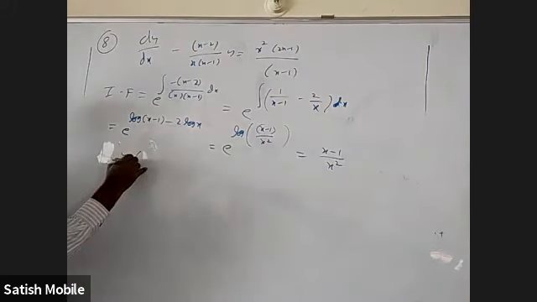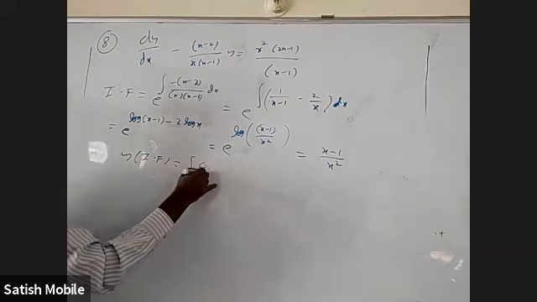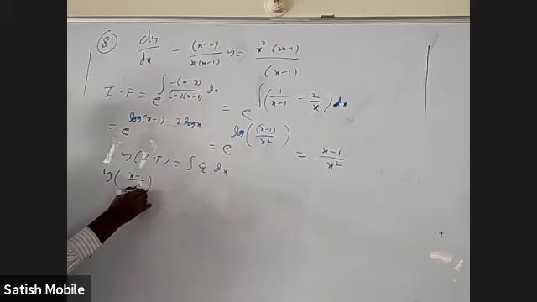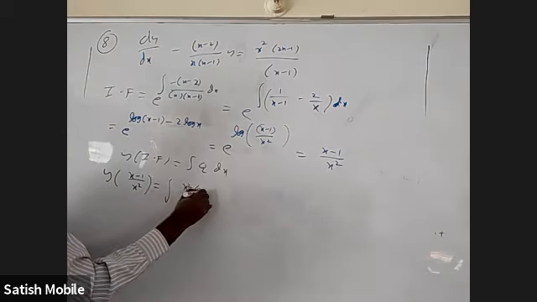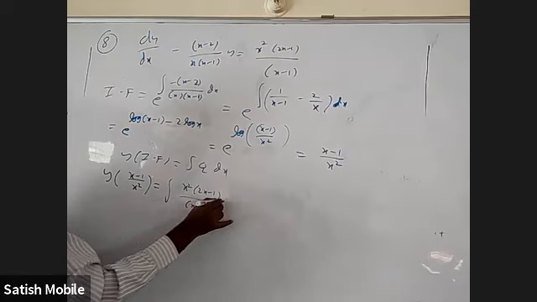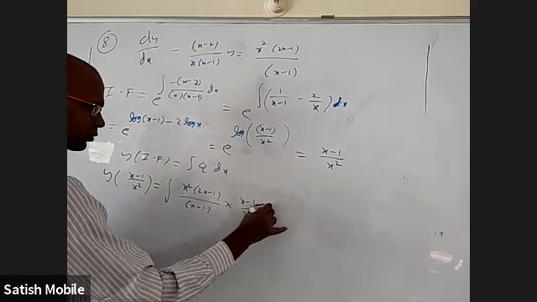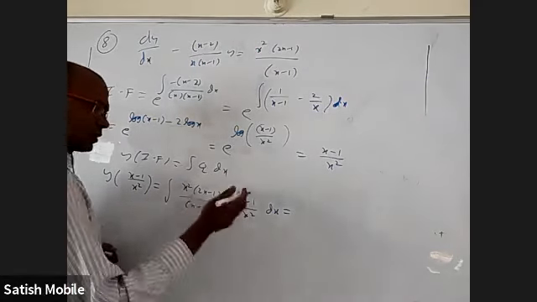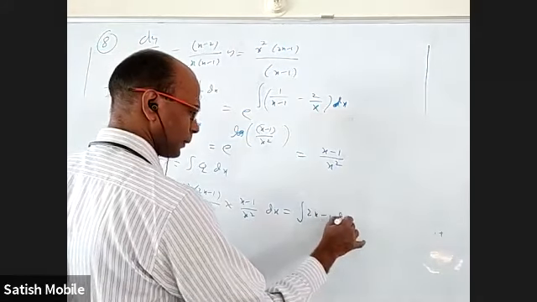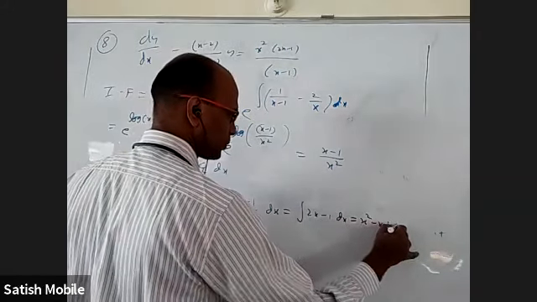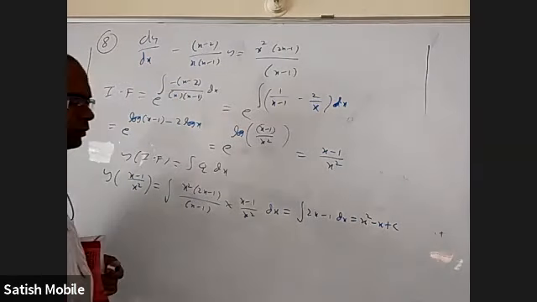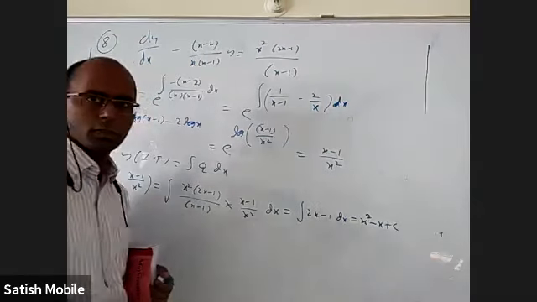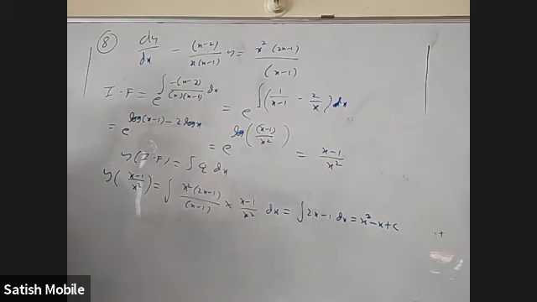Okay, now y into integration factor is equal to integral Q dx. So y into x minus 1 by x square is integral of x square into (2x minus 1) by (x minus 1) into (x minus 1) by x square dx. X minus 1 will cancel, x square will cancel, it's simply 2x minus 1, which is x square minus x plus c. Okay, that's it.